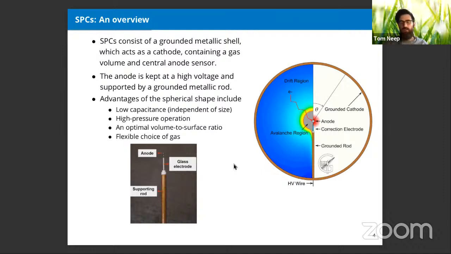There are several advantages to this spherical shape. You have low capacitance, which is largely independent of the size of your detector. You can operate it at high pressure, and you have the optimal volume to surface ratio. Additionally, one nice thing about these SPCs is that it's very easy to swap the gas inside to suit your physics needs. There's a variety of gases which are good for certain things, and I'll touch on that a bit later.